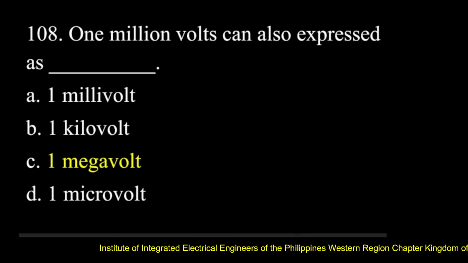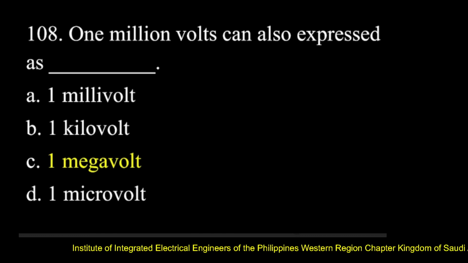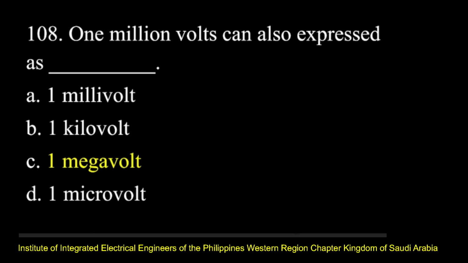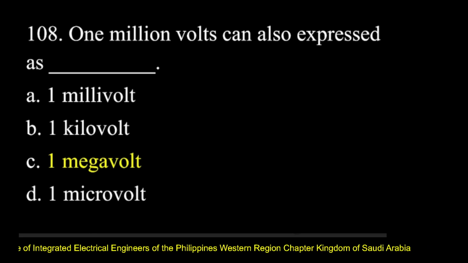One million volts can also be expressed as blank. A. 1 millivolt. B. 1 kilovolt. C. 1 megavolt. D. 1 microvolt.